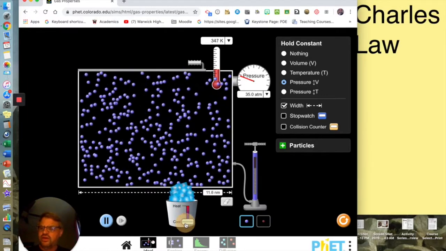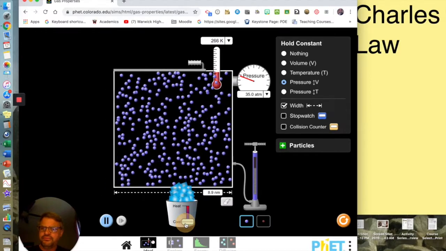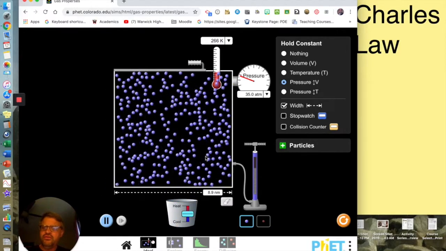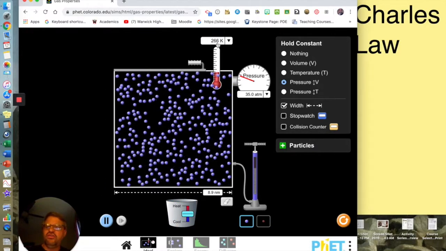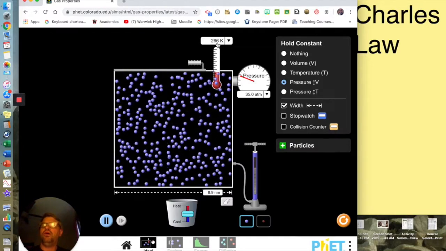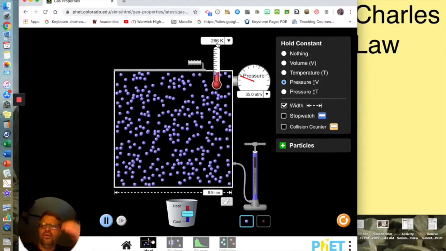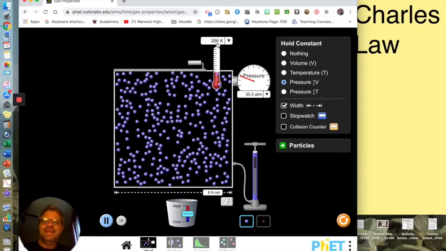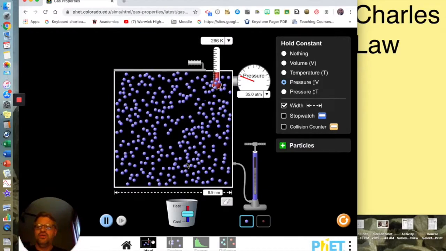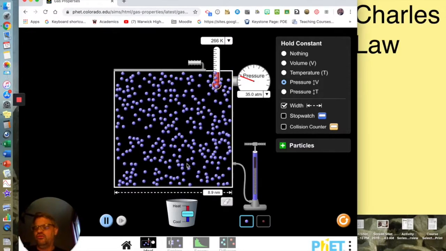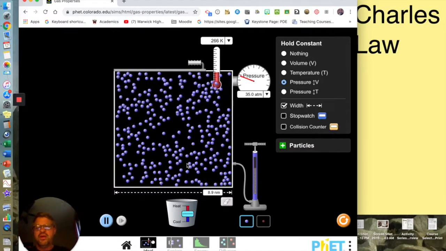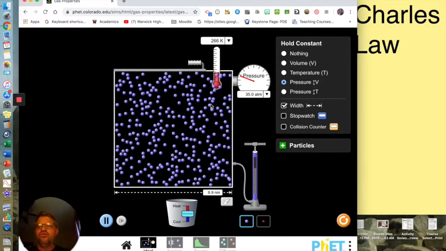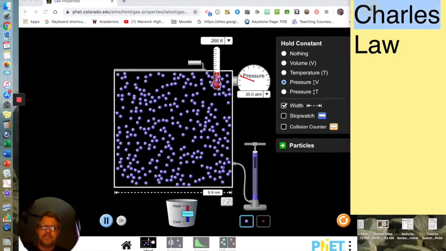If we cool the gas, the volume decreases. At 266 Kelvin, that's pretty cold. That's close to 0 Fahrenheit. Lower temperature, smaller volume. With Charles' law, it's a direct relationship. If temperature decreases, so will the volume. Okay.